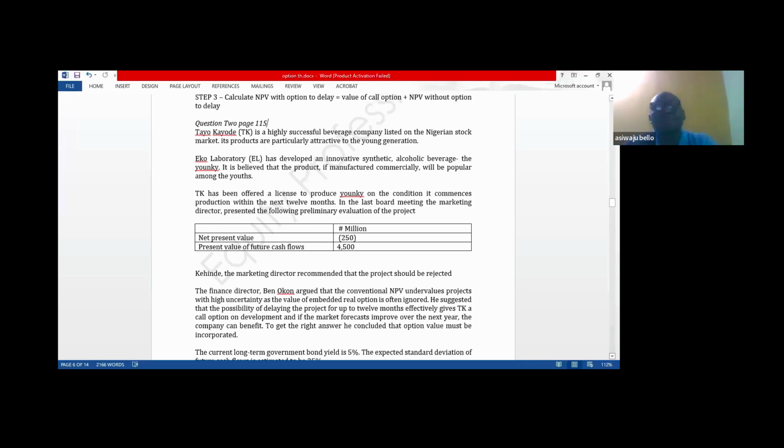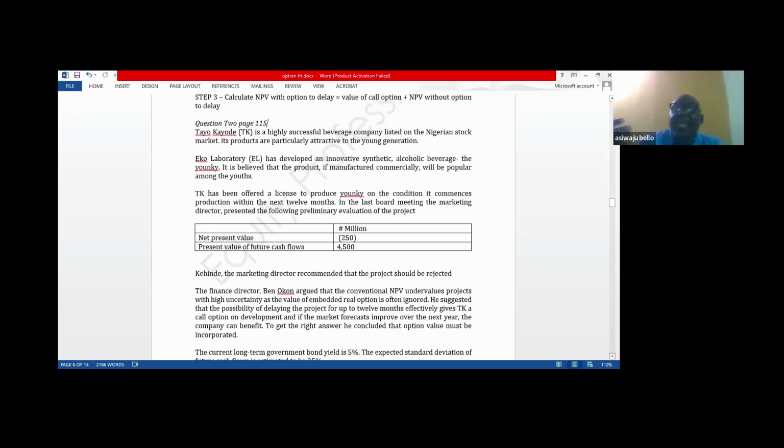The finance director, Ben Okon, argued that the conventional net present value undervalues projects with high uncertainty, as the value of embedded real option is often ignored. It suggested that the possibility of delaying the project for up to 12 months effectively gives Tayo Kayode a call option on development.